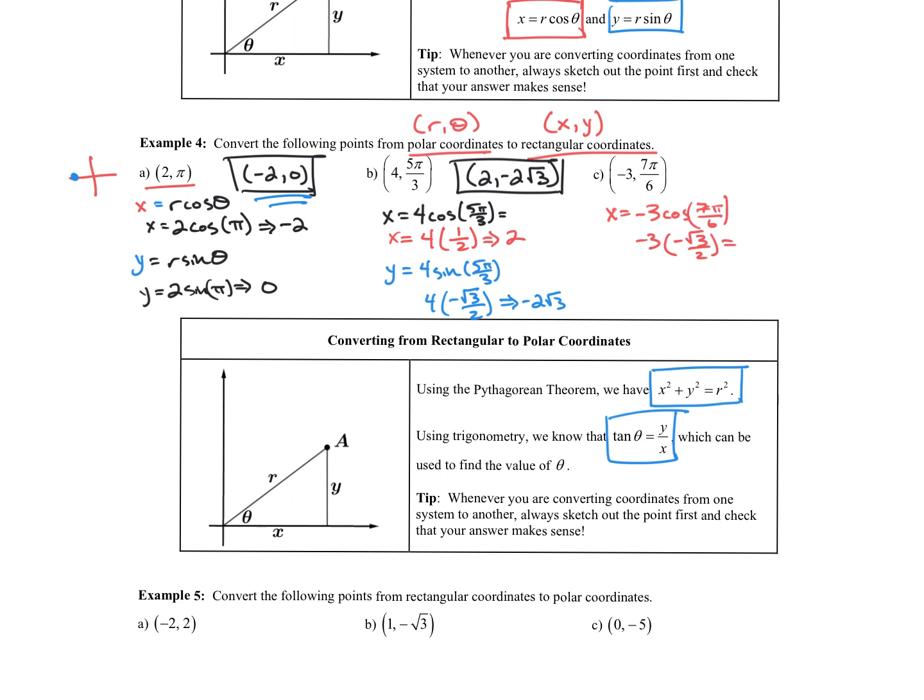And so what is my x? What happens to my negatives? They cancel, so now I'm left with 3 square root 3 over 2. And so now let's do the y. And so my y would be what? R sine theta. So now I have negative 3 times the sine of 7 pi over 6. And so what is the sine of 7 pi over 6? Negative 1/2. So now I have negative 3 times negative 1/2, which is what?